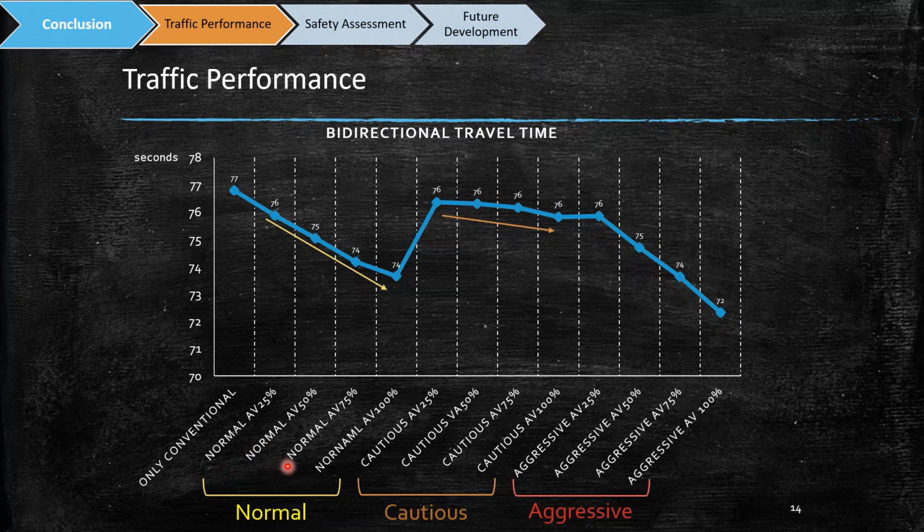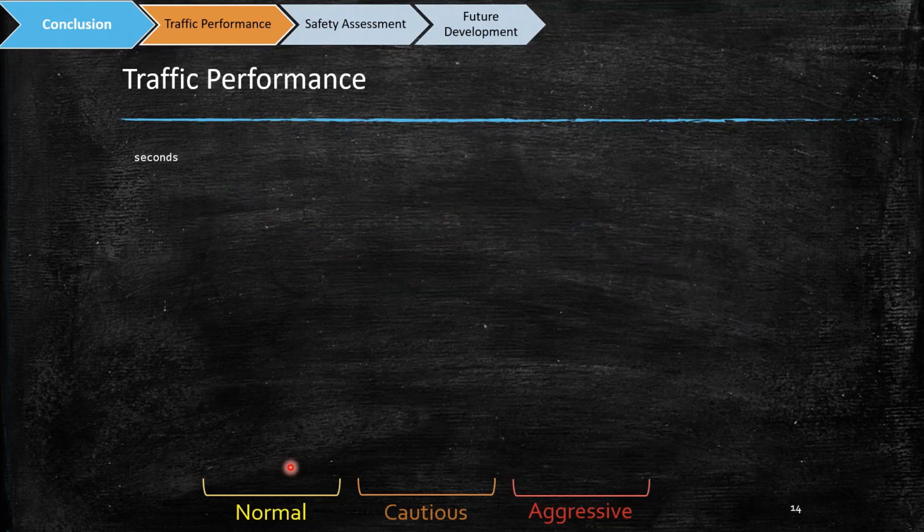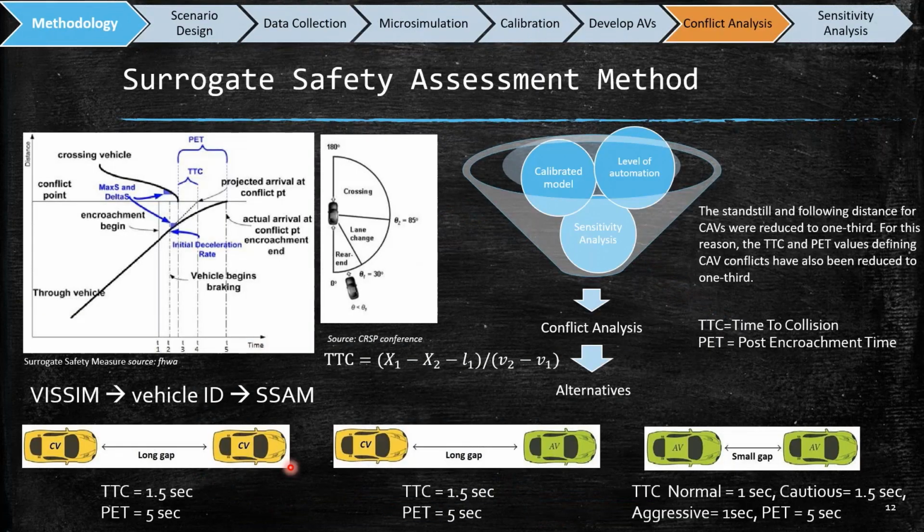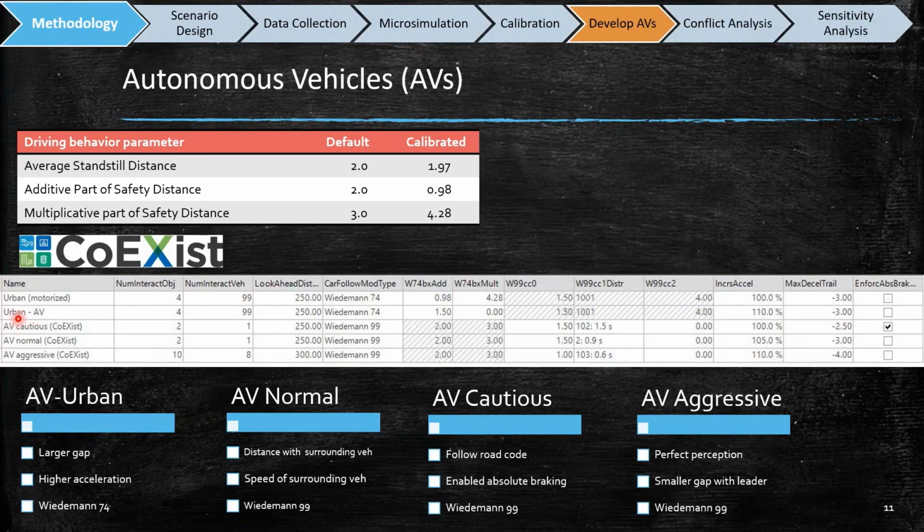Urban AV, or AV urban, has a similar attitude in identifying the front object or front vehicles with the conventional vehicles that we have here. You can see it follows the same car following model, the Wiedemann 74, actually.